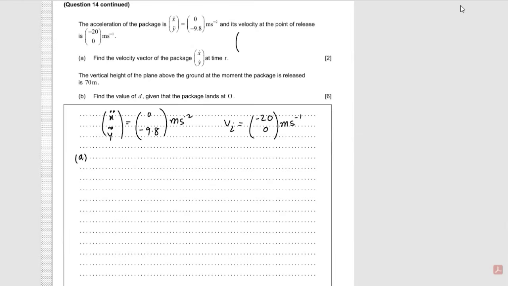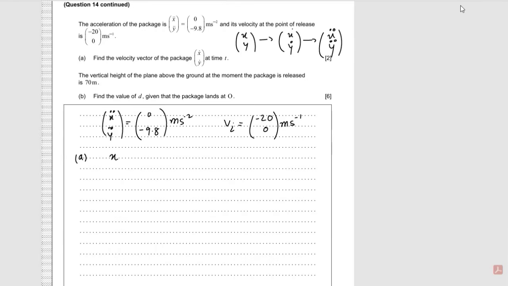Think of it this way: if you have a displacement vector and you differentiate with respect to time, you get the velocity vector. If you again differentiate, you get the acceleration vector, right? Okay. So now, something worth noting is that horizontally, the acceleration is 0. So this must be the constant velocity, right?